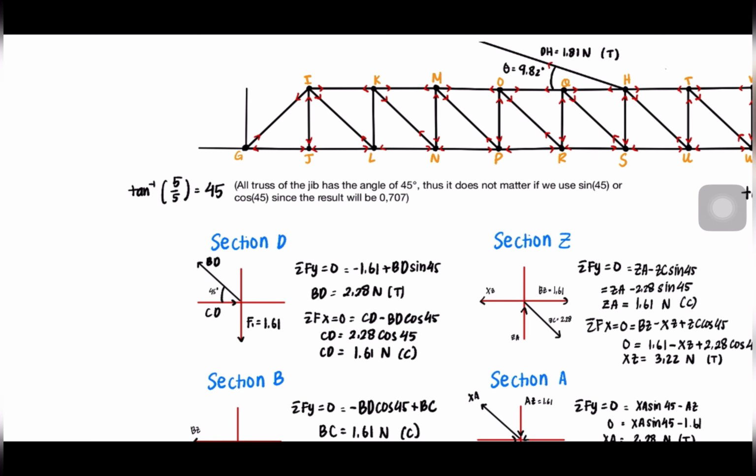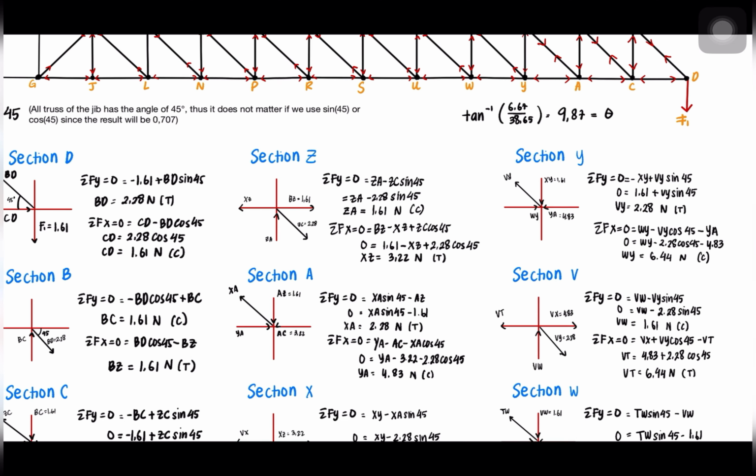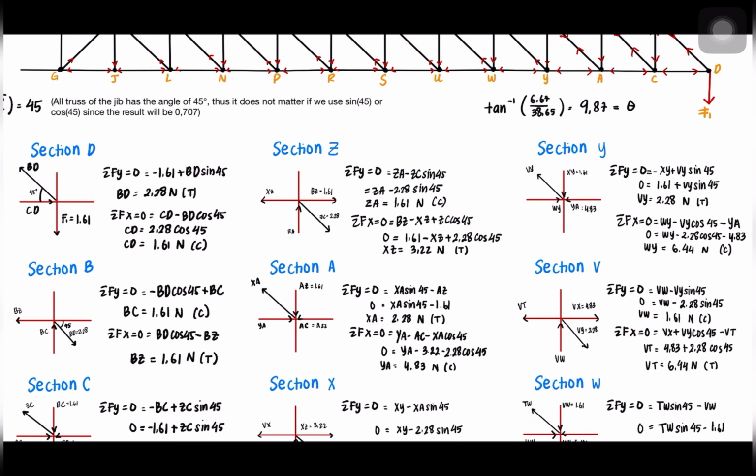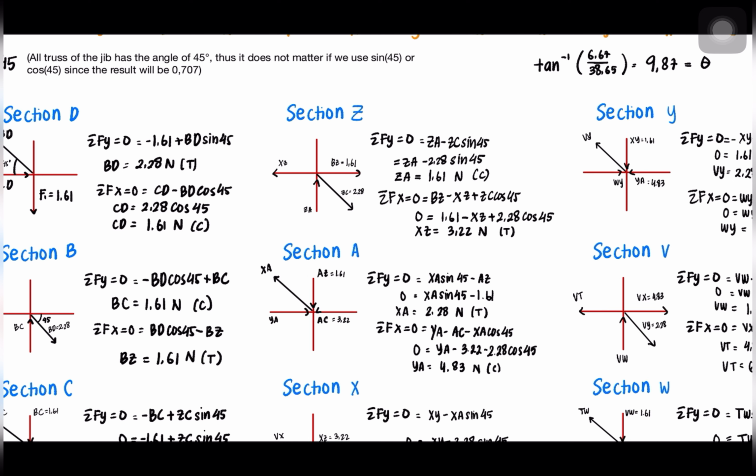Okay, now we move on to the section D. So now we are currently here and we have analyzed this tree. So for section D, same as well, we could use the same method, sigma Fy equals to 0 and sigma Fx equals to 0. We could find the ZA and the XZ, which is 3.22 Newton. And since our assumption is tension and we got the answer is positive, it's true that it's going away from the pin, so it's tension.